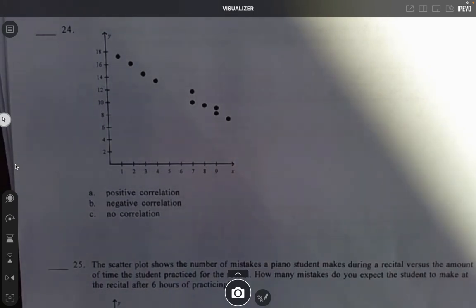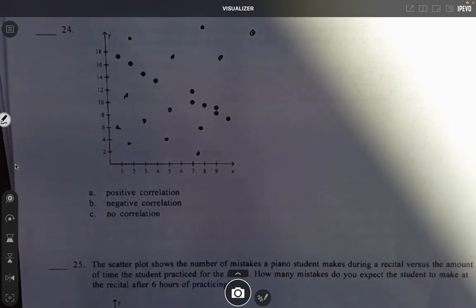Y'all, when it's no correlation, I'll just make this up. Okay, what way are those going? Everywhere. That's no correlation. Okay, so positive, you can tell it's going up. Negative, you can tell it was going down. No correlation is, you can't really tell what the graph's doing. Okay, so that would have been no correlation. Are we good with those? Y'all look for lots of those on there.